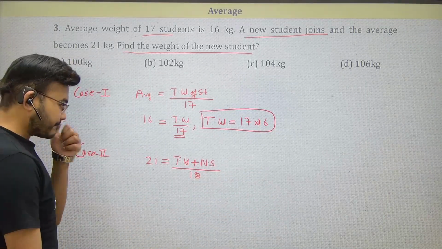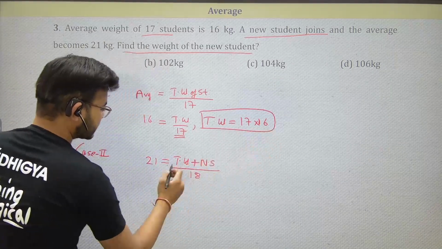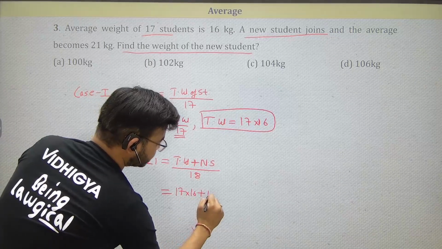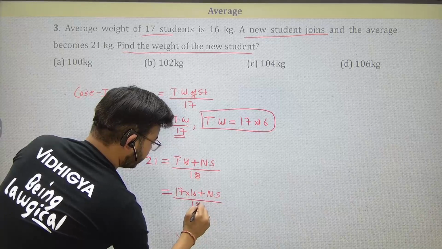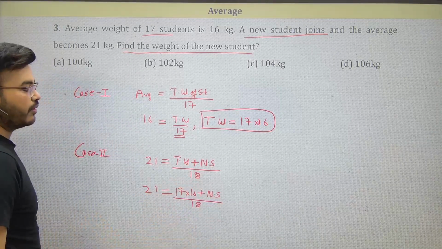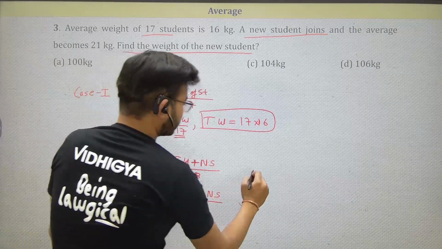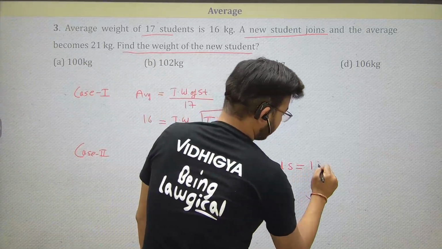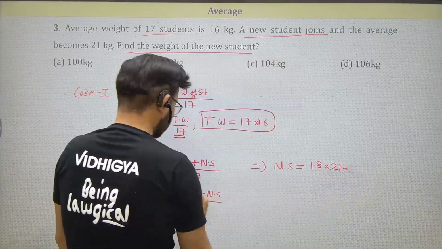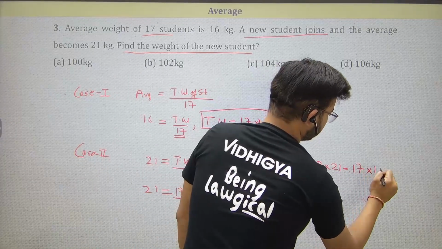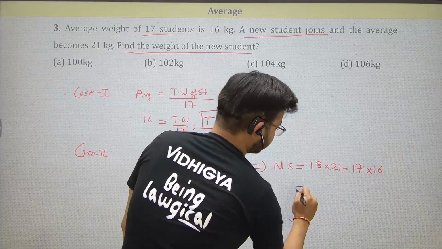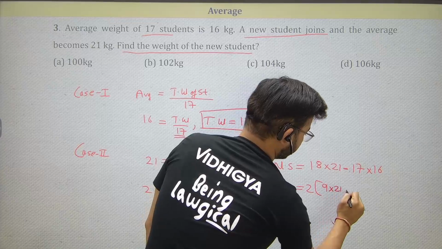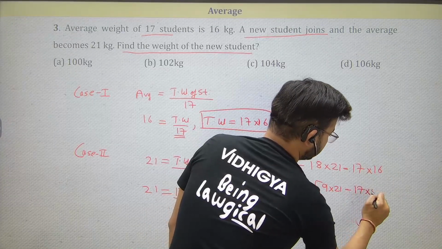Okay. Now the total weight is 17 into 16. So just write that value over here. So 17 into 16 plus the weight of the new student upon 18 is equal to 21. So from this, we can calculate the weight of the new student. New student weight will be equal to 18 into 21 minus 17 into 16. Okay. So you can take 2 common from here. 2 will be common. This will become 9 into 21 minus 17 into 8.